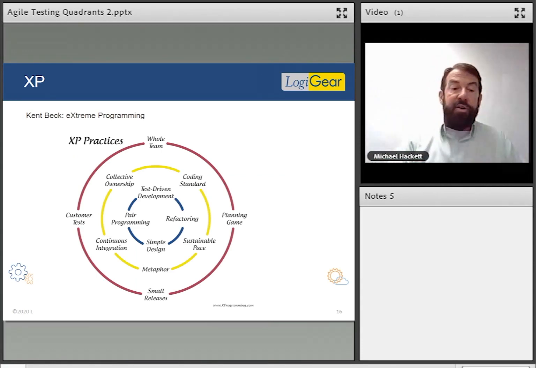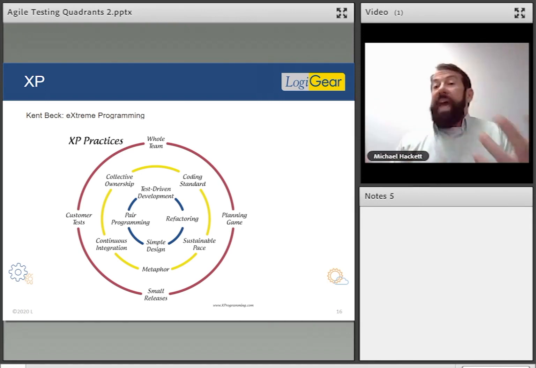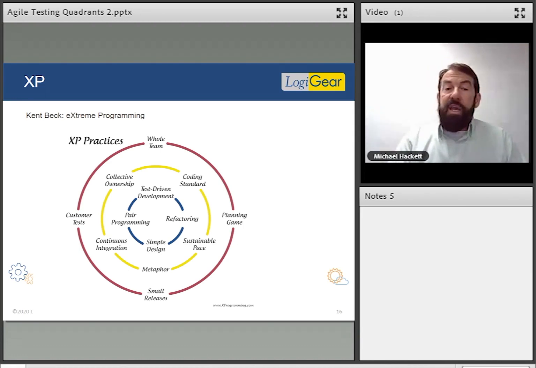So let's take a look at what I'm asserting: that to be agile and to do Scrum, we need to be using a bunch of modern development practices. Well, we get a great exposure to this in XP. What are the XP practices?